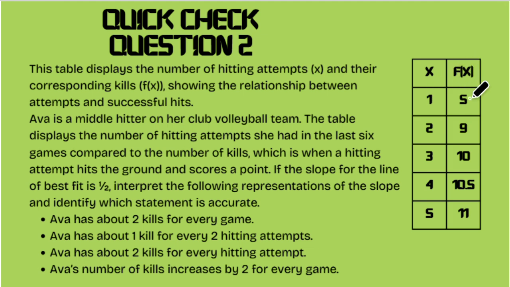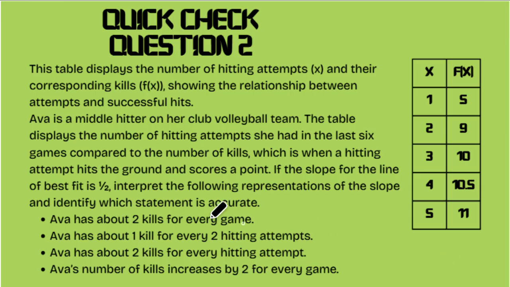attempts and successful hits. Ava is a middle hitter of her club volleyball team. The table displays the number of hitting attempts she had in the last 6 games compared to the number of kills, which is when a hitting attempt hits the ground and scores a point. If the slope for the line of best fit is 1/2, interpret the following representations of the slope and identify which statement is accurate.